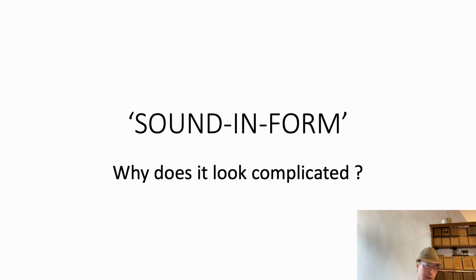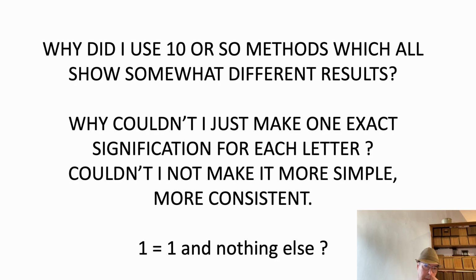If you would see this book in a shop, you might say, oh, why does this look so complicated? Why did it use 10 methods or something like that, and why all these different results? There's no consistency in it. Can't it be a little bit more directed into just one solution, one exact signification for each letter? Can't it be a little bit more simple? Just like 1 is 1, like A is X and so on. Something which you say, this is it and this is not. Why can't it be like that?